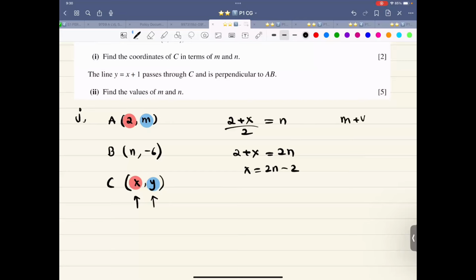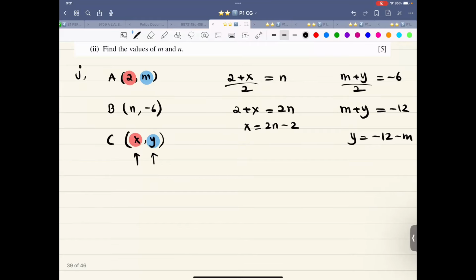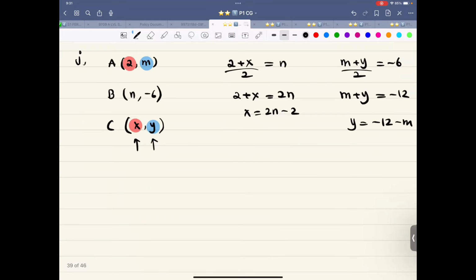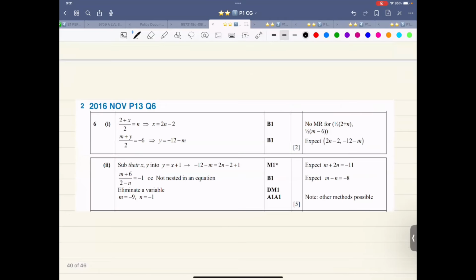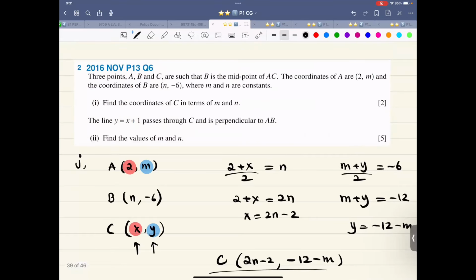Similarly, (m plus y) divided by 2 is negative 6. So m plus y is negative 12, and y is negative 12 minus m. So the coordinates of C are (2n minus 2, negative 12 minus m). That is the coordinates of C. Let's double check: 2n minus 2, negative 12 minus m. Good. The line passes through C and is perpendicular to AB.